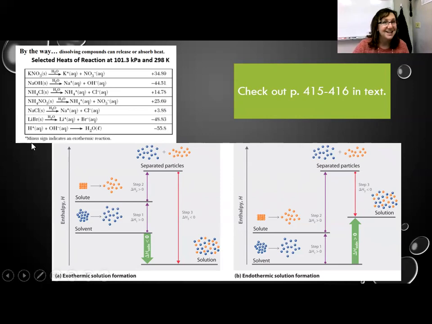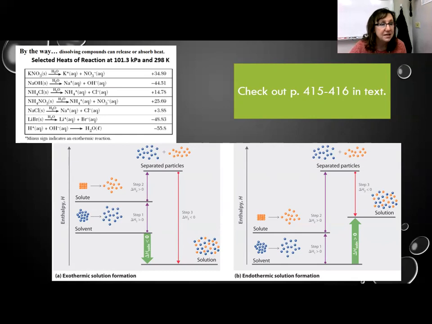And you can see, it kind of tells you underneath here, but we should also know that a negative change in our heat means that we're going to have an exothermic process, and a positive means that we're going to have an endothermic process. Now you can check out pages 415 to 416 in your text for some more guidance on this concept.